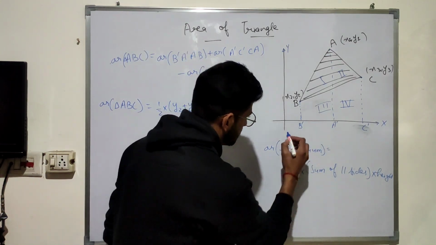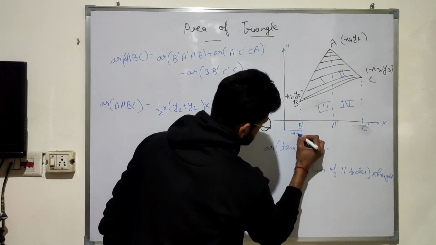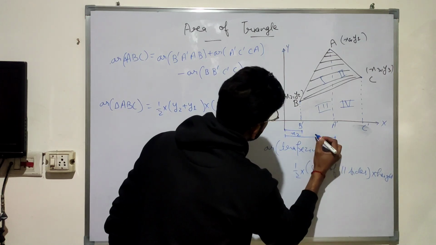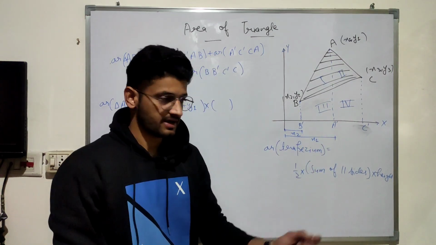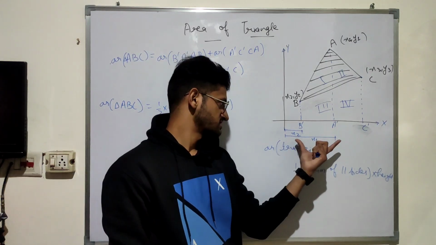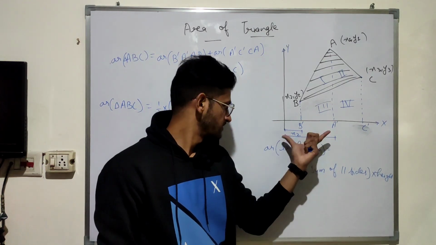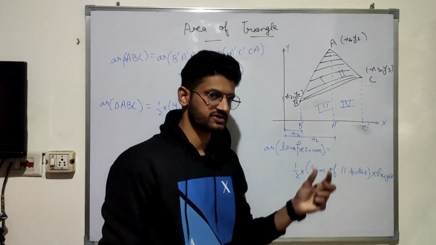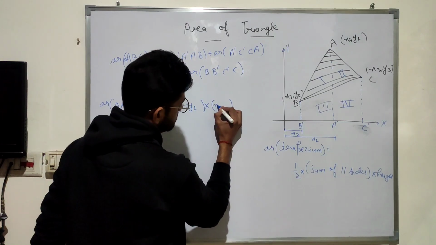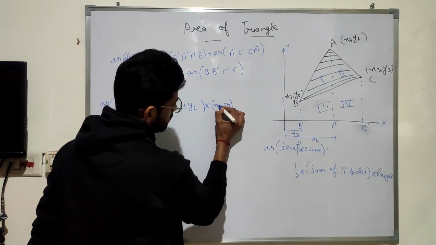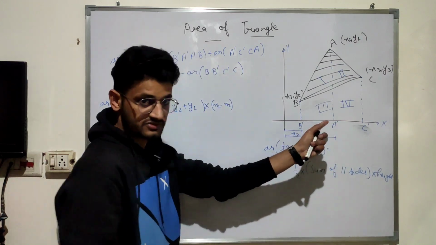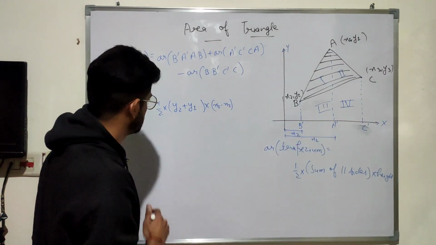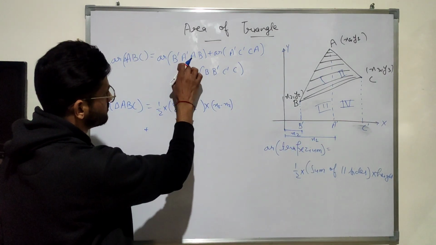We know that this portion is going to be x2 and this portion is the x coordinate of point A, that is x1. So what we need is A'B', which is the difference of x1 and x2. So we will subtract x2 from x1, that is x1 minus x2 is going to be the length A'B', which we require here as height. So we have written the area of the first trapezium.